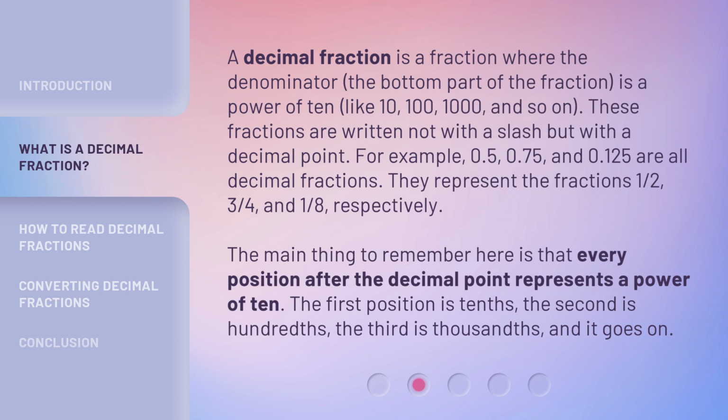The main thing to remember here is that every position after the decimal point represents a power of 10. The first position is tenths, the second is hundredths, the third is thousandths, and it goes on.